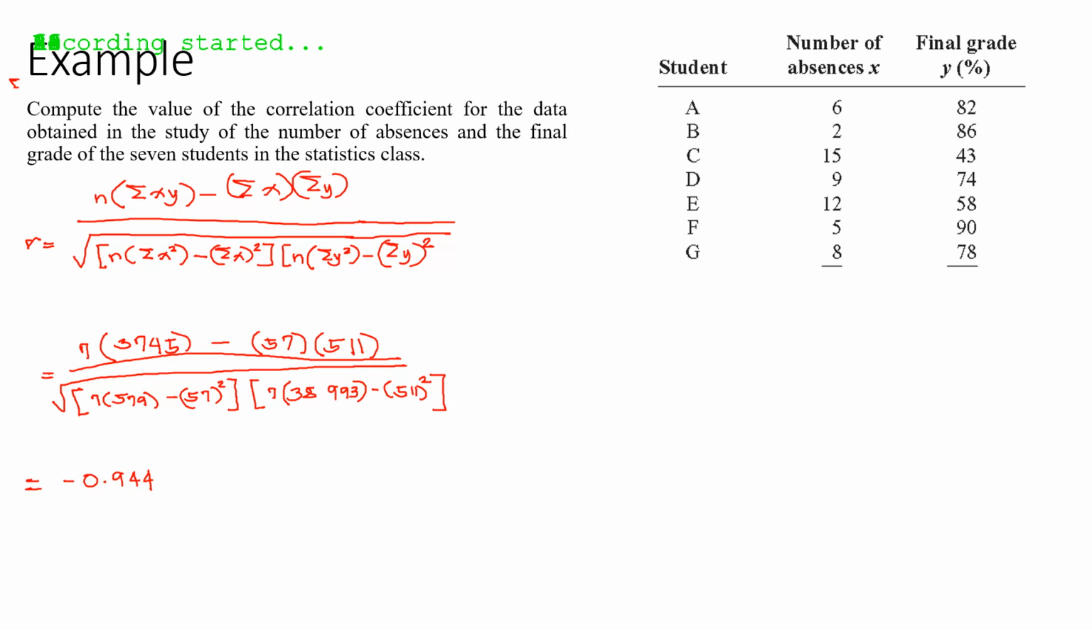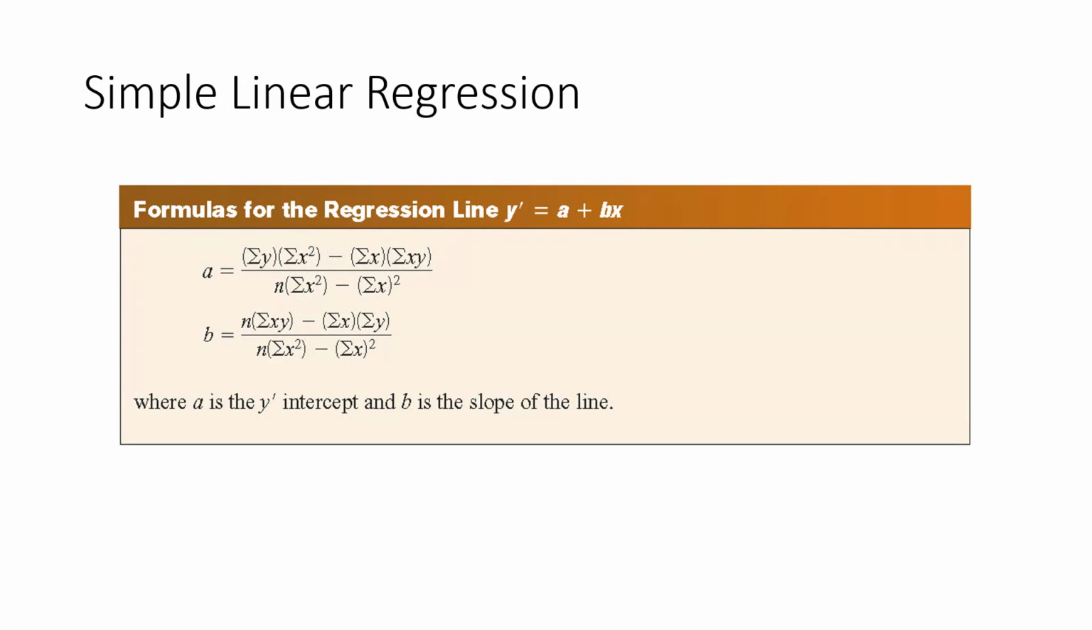So let's proceed to the next, which is the simple linear regression. This would be the formula for the regression line. Y prime is equal to a plus bx, where a has the formula: the summation of y times the summation of x squared, minus the summation of x times the summation of the product of x and y, all over n times the summation of x squared minus the squared summation of x.